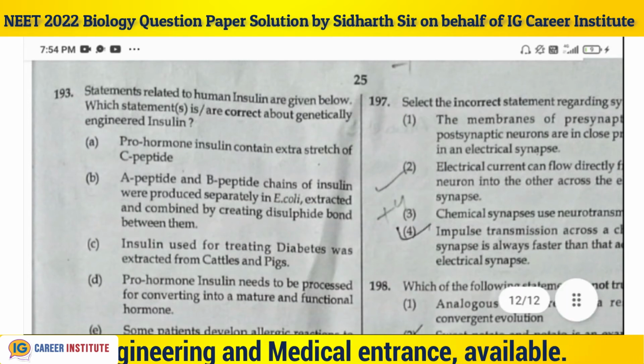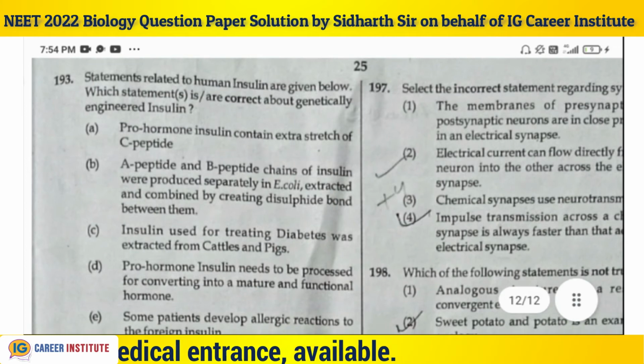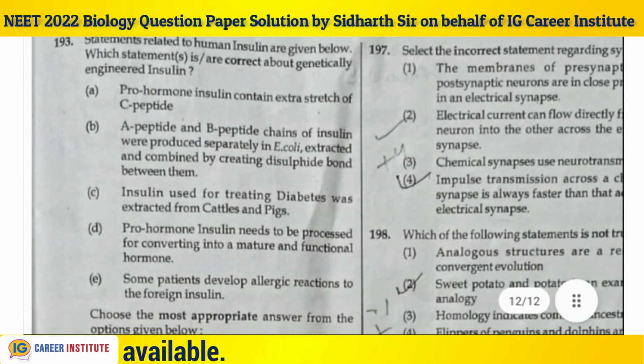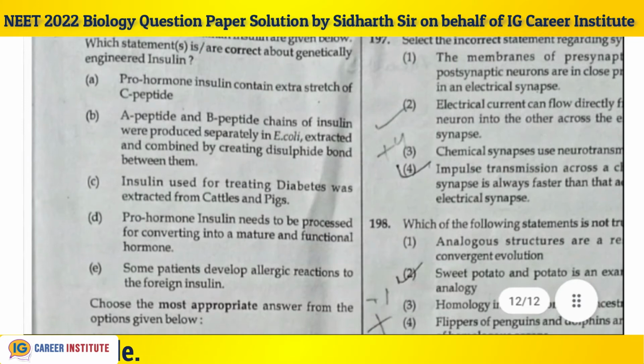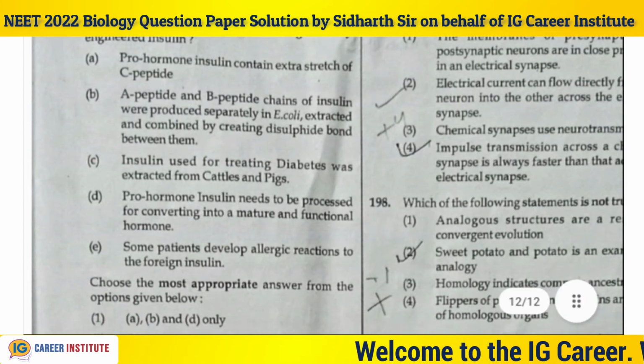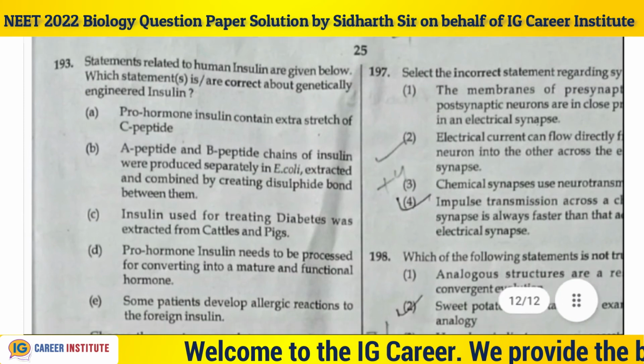Statements related to human insulin are given below. Which statement is correct about genetically engineered insulin? Pro-hormone insulin contains an extra stretch of C-peptide. The statement is correct but not related to genetically engineered insulin. A peptide and B peptide chains of insulin are produced separately in E. coli, extracted and combined by creating disulfide bonds between them. This is correct with respect to genetically engineered insulin.